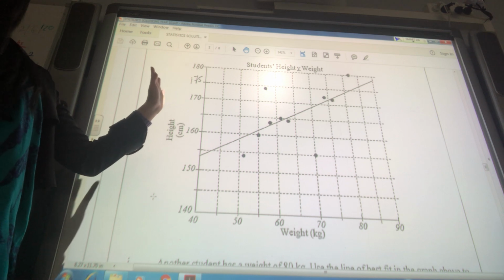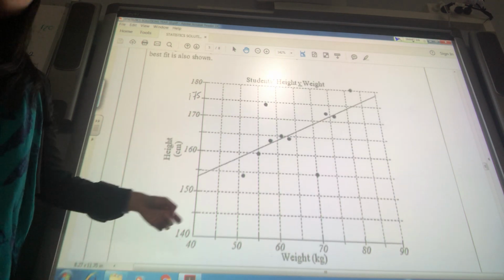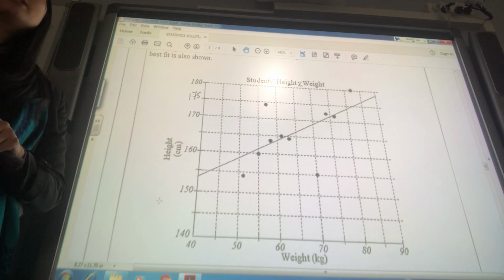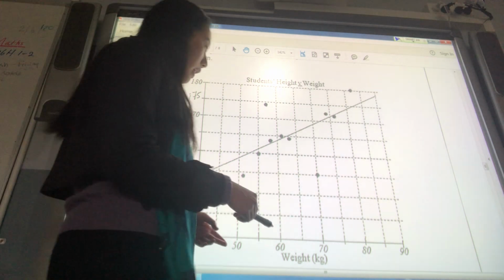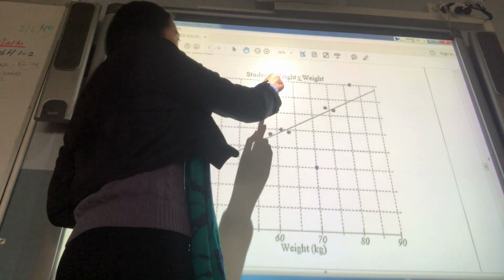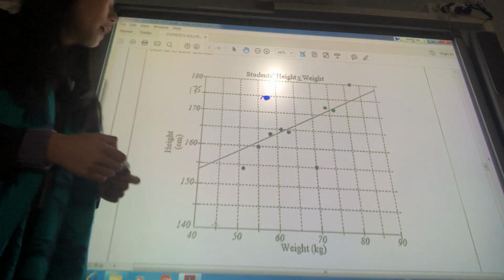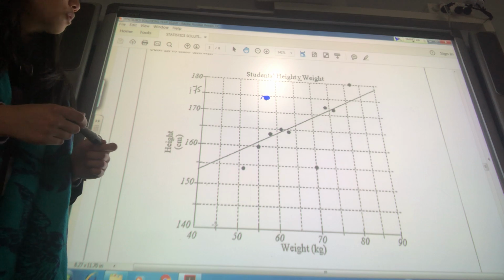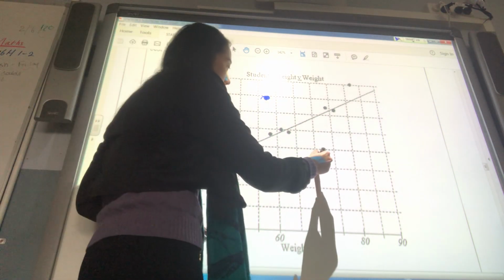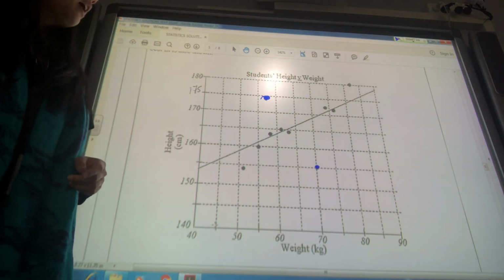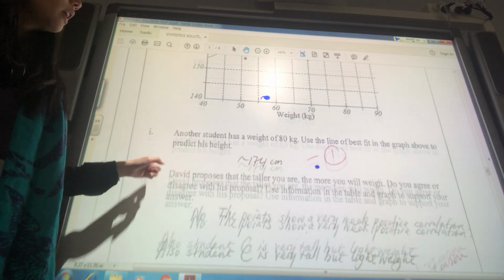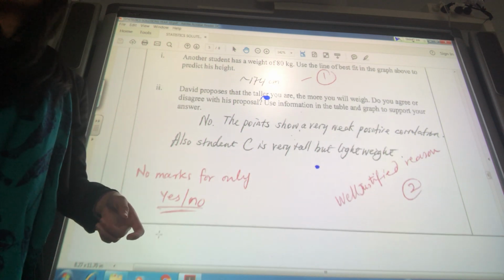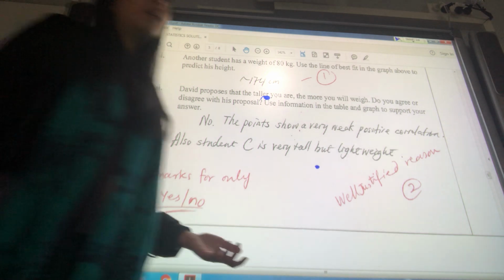And if you said no, possible reasons could be you can choose outliers. So say this person is very light, but they're very tall. And there's also, say, a point like this. This person is very heavy, but they're not that tall, right? So you can choose outliers to say it, or you can just say everyone's different. Everyone's builds are different.